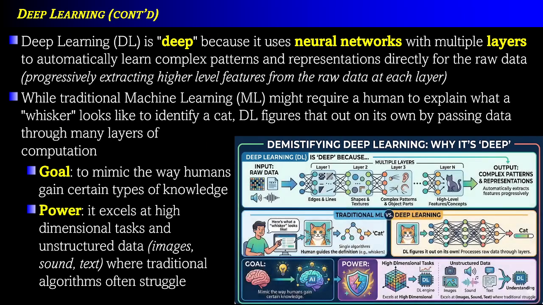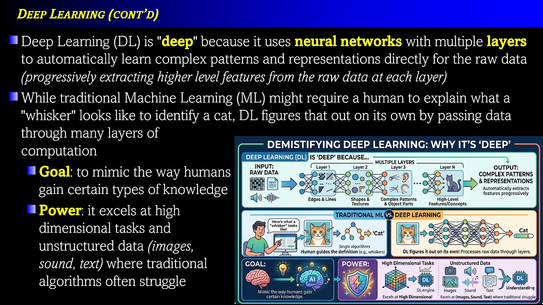So deep learning is called deep because it uses neural networks with multiple layers. The deepness implies the number of layers to automatically learn complex patterns and representations directly from the raw data, progressively extracting higher level features from that raw data at each layer of the network. While traditional machine learning might require a human to explain what a whisker looks like to help identify a picture of a cat, deep learning figures that out on its own by passing the data through the many layers of computation. So the goal with deep learning is to mimic the way that humans gain certain types of knowledge.